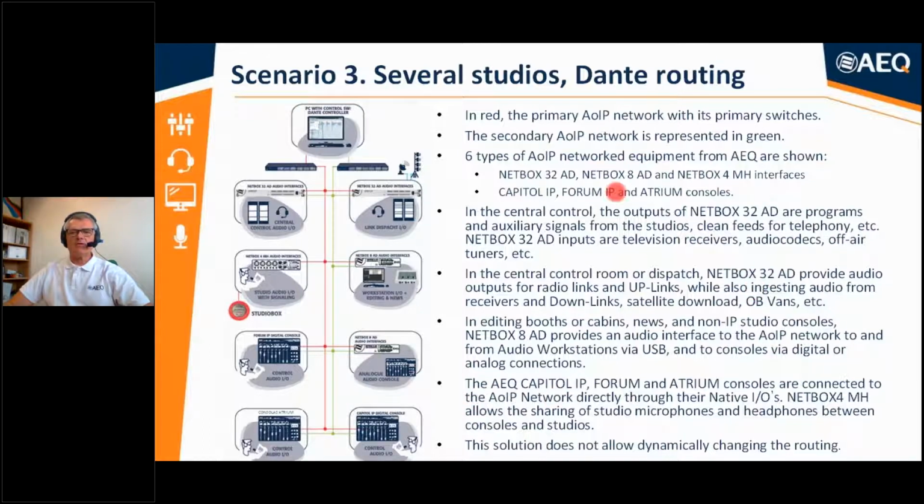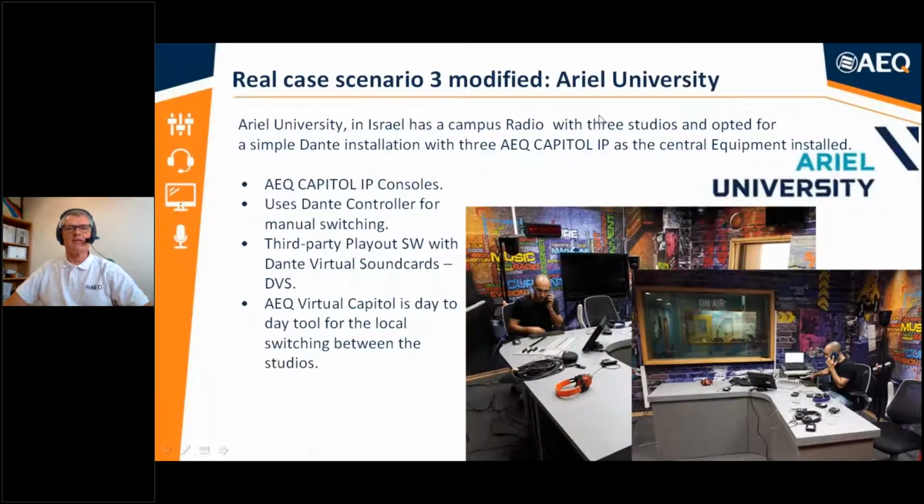There's a good example of this, and that would be the University of Ariel. It's a university radio station in Israel. They have a campus radio with 3 studios, and what they're doing is basically to use the Dante controller with fixed cross points in Dante, and then they use the Capital IP mixing consoles to do the signal sharing between the different equipment and the third-party playout software that are using Dante virtual sound cards.